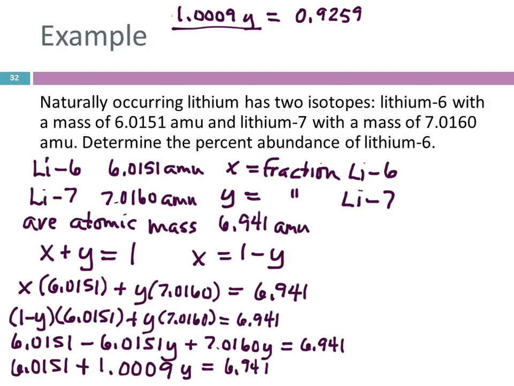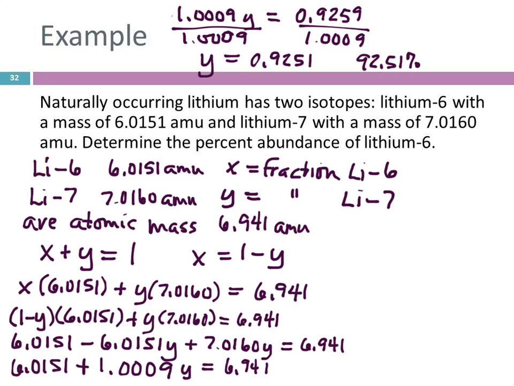Then I'm going to divide both sides by 1.0009. And I'll end up with y equals 0.9251. To get the percent, I just multiply by 100. 92.51% is the percentage of lithium-7.